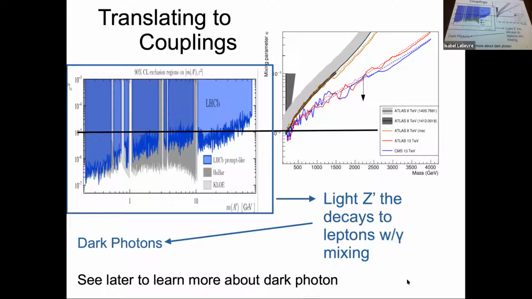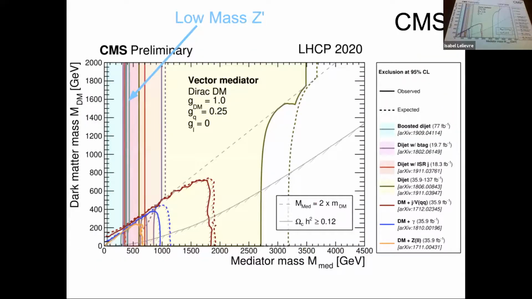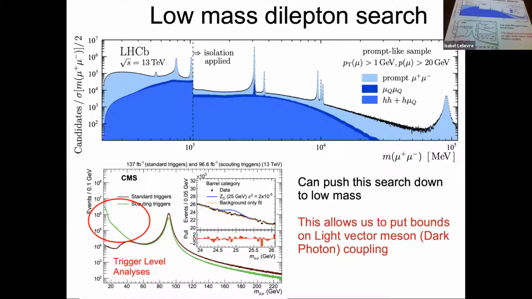Here's a nice plot from LHCb where you can look for a bump along this whole mass range. And they even switch the units to energy. And CMS actually did this as well. This is this most recent CMS result.